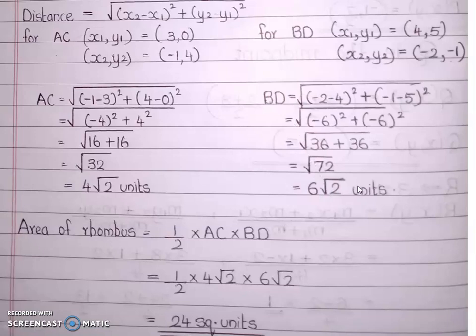Now, I'm going to substitute the AC and BD values in the formula for the area of a rhombus. That is 1/2 into AC into BD. That is 1/2 into 4√2 into 6√2. That's equal to 24 square units. Hope you understood the concept.